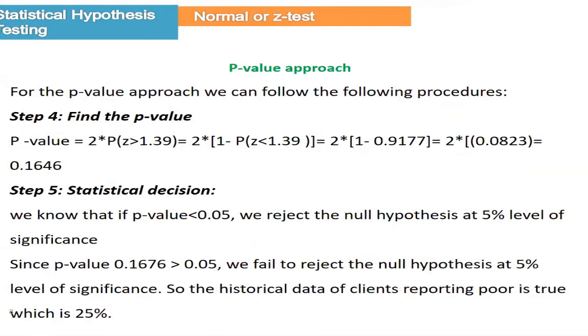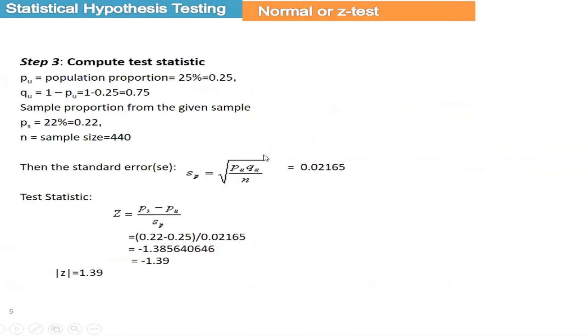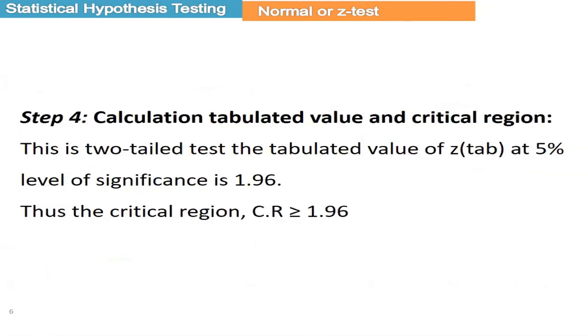Okay, so we got the tabulated value, 1.96. Now we know the critical region is where the value is greater than or equal to 1.96. Critical region means rejection region. If our calculated value falls in the critical region or rejection region, we reject the null hypothesis. So we got the critical region, and now step 5 is the conclusion.